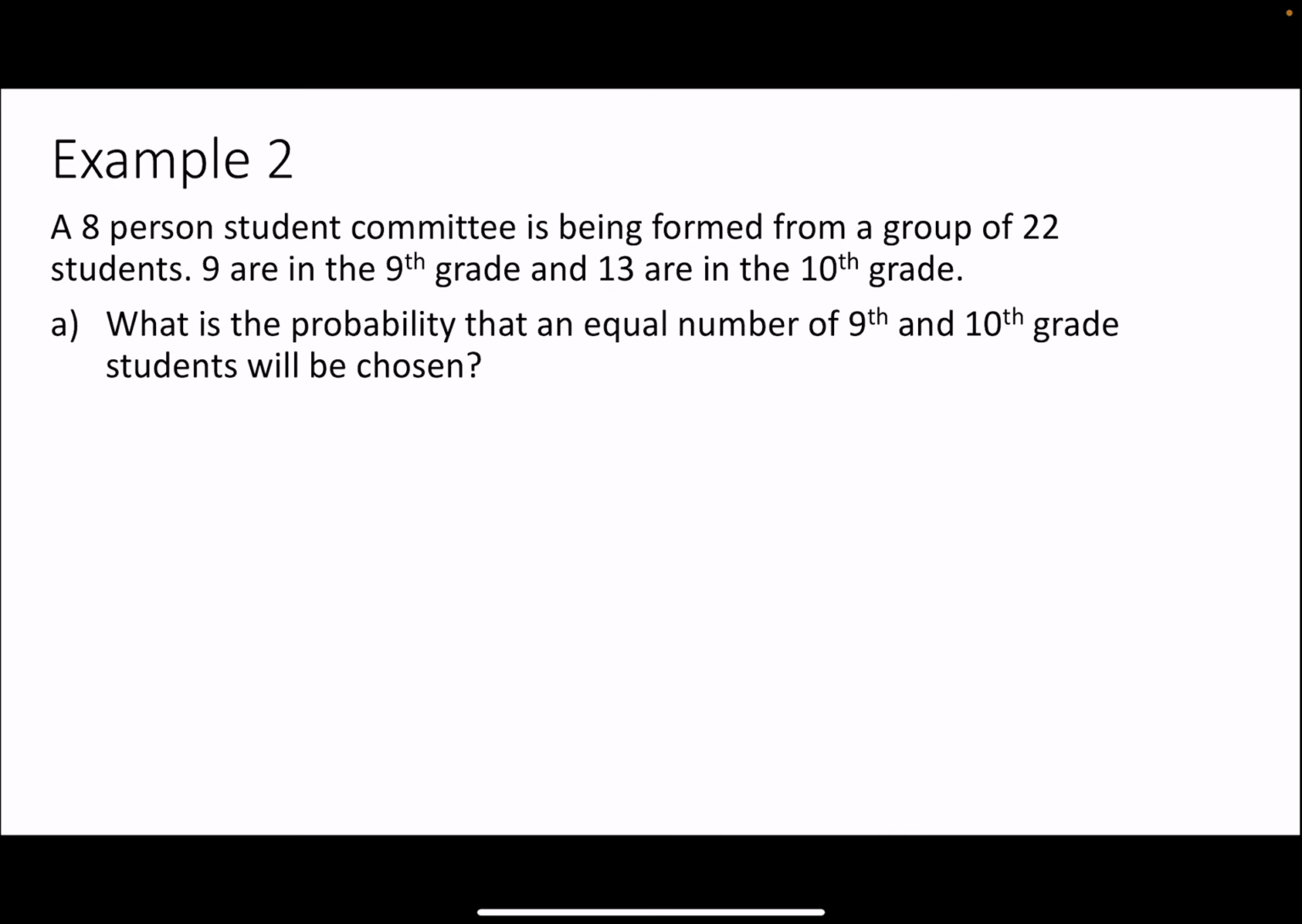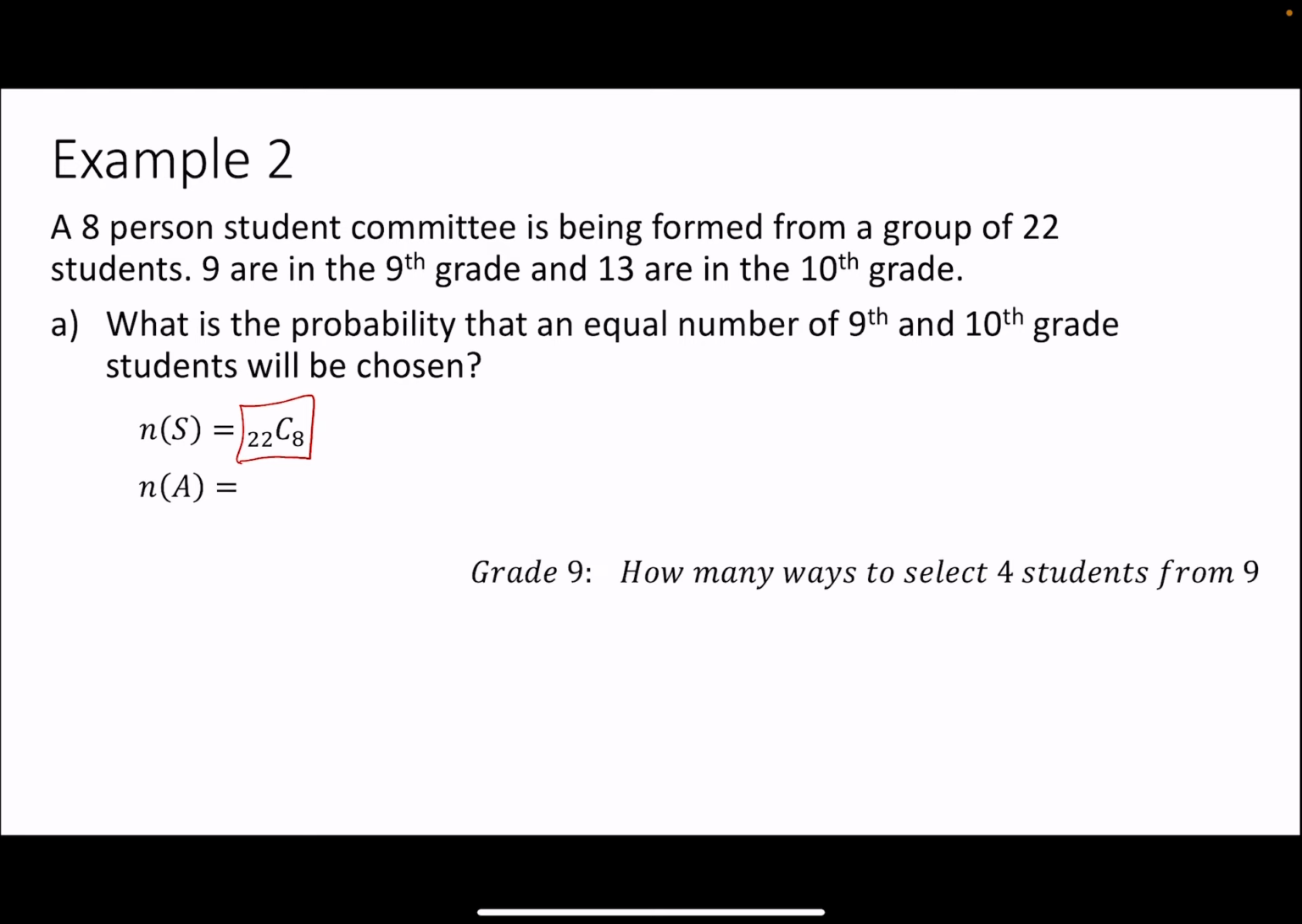Okay, so let's do A. What is the probability that an equal number of 9th and 10th graders are chosen? So we have to find the total, which is 22 choose 8. We can choose with no restrictions. There's 22 students. We're going to form a committee of 8. How many ways can we choose them? And then we say the equal number. So we need 4 on each.